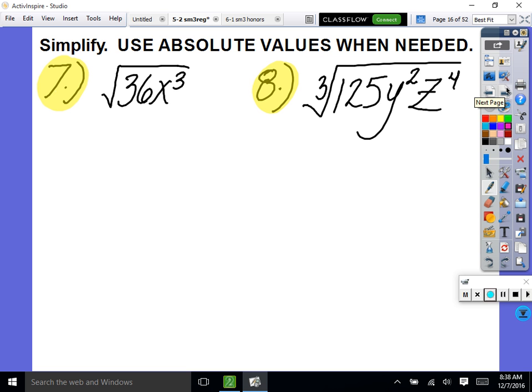It says simplify, and I'm adding these in. Erase the part where it says do not. It says all variables are positive. I'm having you cross that out. We're going to use the absolute values because we need to practice. So number 7 and 8.